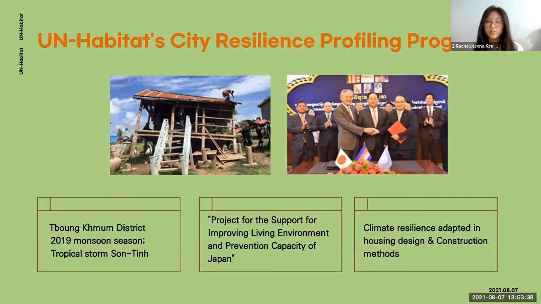Alarmed by the urgency of addressing the aftermath, the UN Habitat launched a project for the support for improving living environment and prevention capacity in Cambodia in cooperation with Cambodia's government and funding from the Japanese government. Needless to say, the intention of this project is to fulfill recovery and strengthen resilience of the flood-affected population and city in Cambodia, ensuring access to safe shelter to almost 10,000 people, along with disaster preparedness measures. UN Habitat promotes climate resilience adapted in housing design and construction methods.